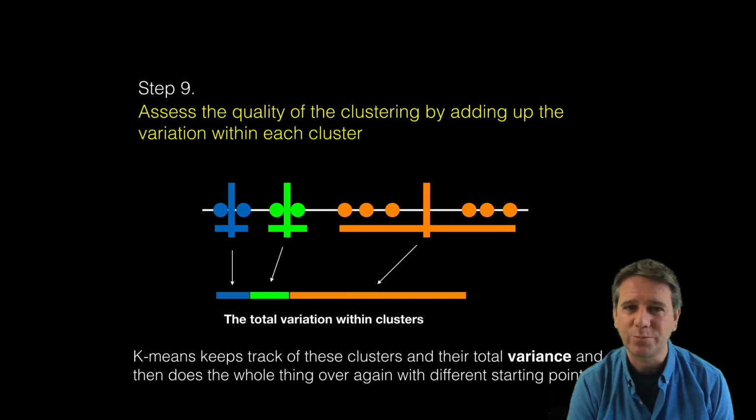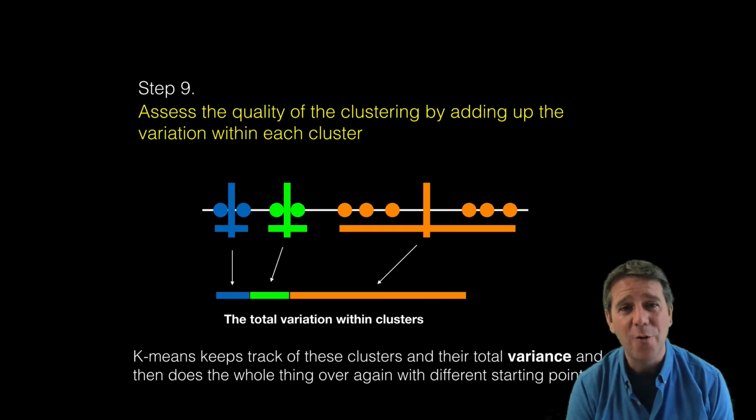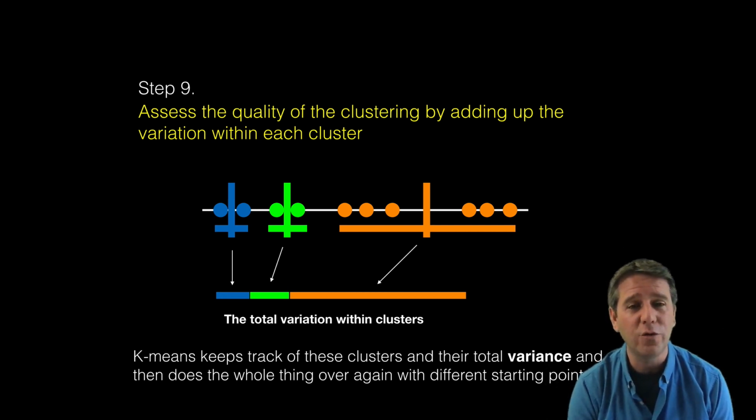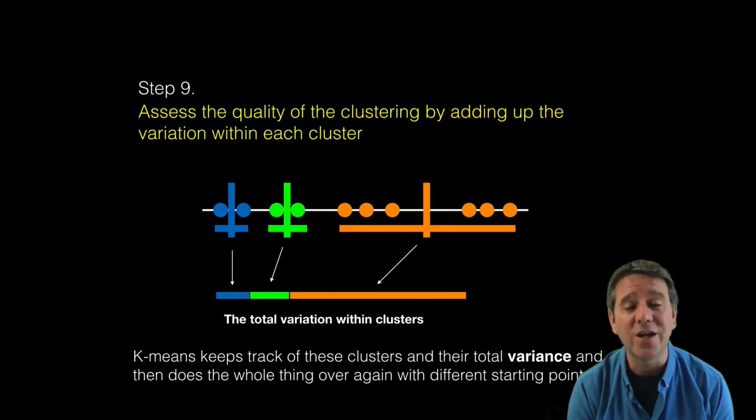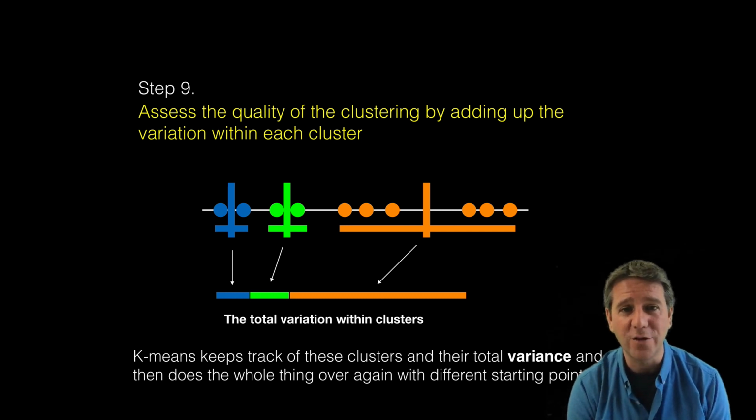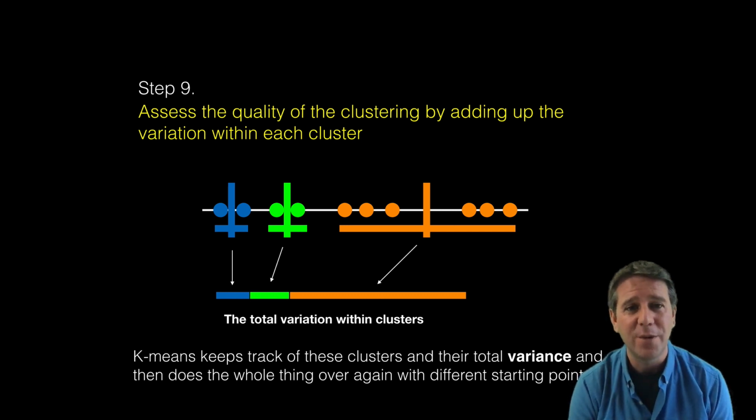Well, first we have to say, how do we assess the quality? We have to put a number on this thing. How good is this result? How good is this clustering answer? What k-means does in this step is it keeps track of the result that we got by the total variance. It puts this score, the total variation within each cluster, and scores this sum value here that I'm showing by the horizontal colored lines here.